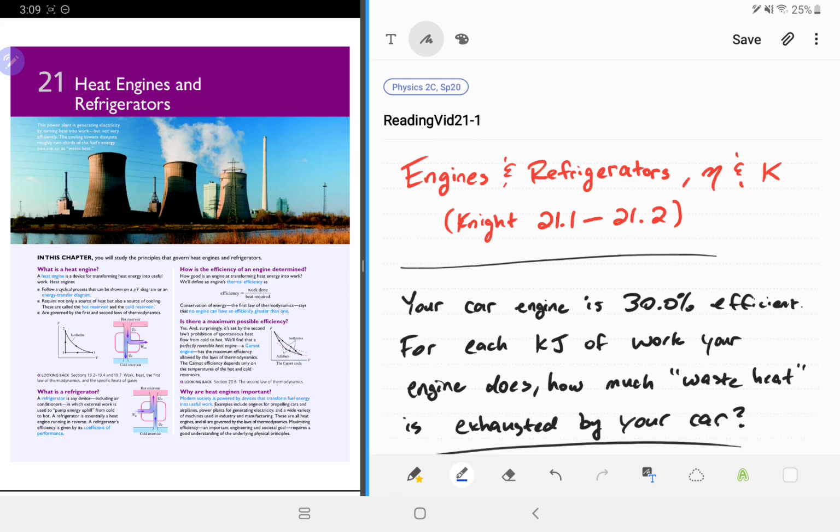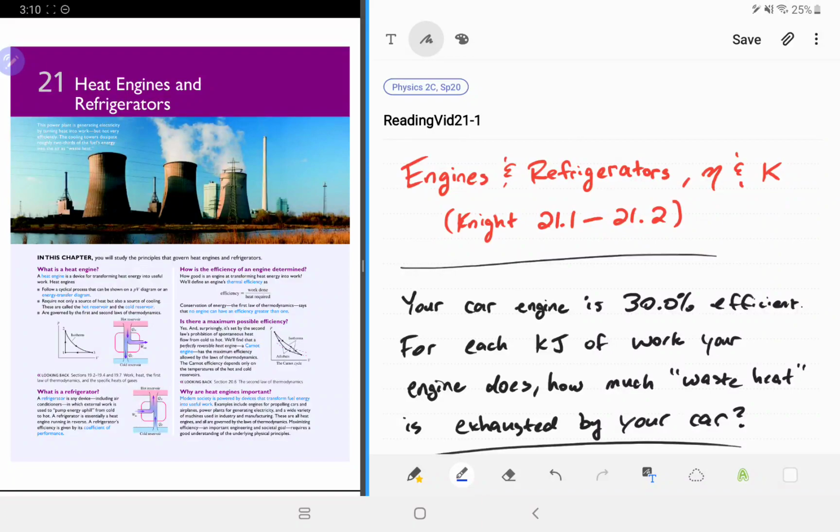By the way, in addition to introducing engines and refrigerators, we'll talk about measures of how well they perform. So for engines, we talk about the efficiency of an engine, eta. That's a Greek letter, eta. And then the coefficient of performance of a refrigerator, K.